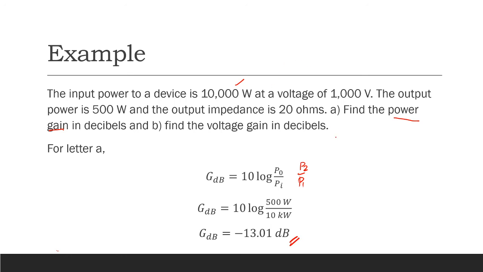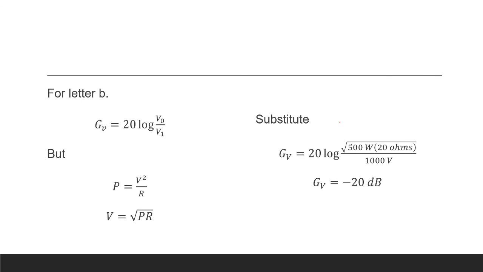Next, ang question class is, what is daw the voltage gain in decibel? So, kapag voltage gain yung pinag-uusapan, ito na ngayong class yung gagamitin natin. So, we have, for letter B, the gain in voltage natin that is equal to 20 log ng V out, ng output over input.